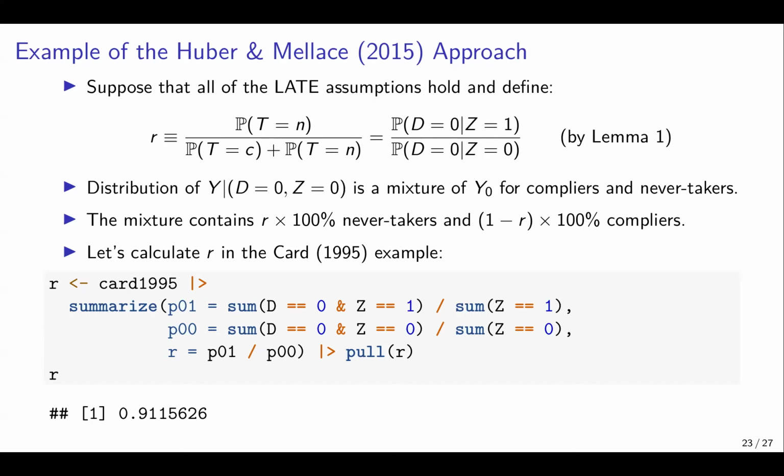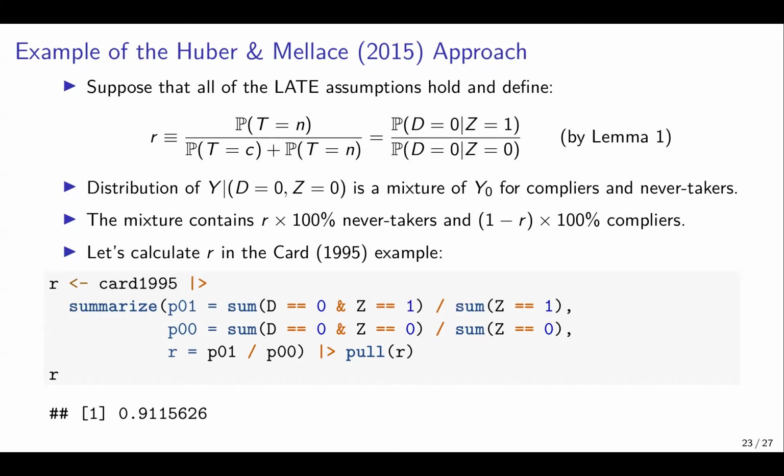So what's going on here? Let me remind you. If you do not move to opportunity, D is 0, when in fact Z is 1, you are given the voucher, then under the assumptions of the LATE model, that must mean what? It must mean that you're a never taker. So the numerator is the share of never takers. What about the denominator? Well, if you don't move when you're not offered a voucher, then you could be a complier or you could be a never taker.